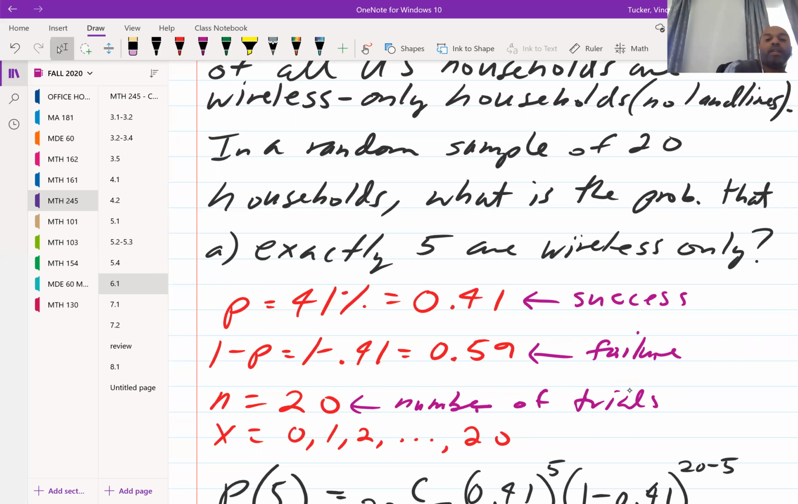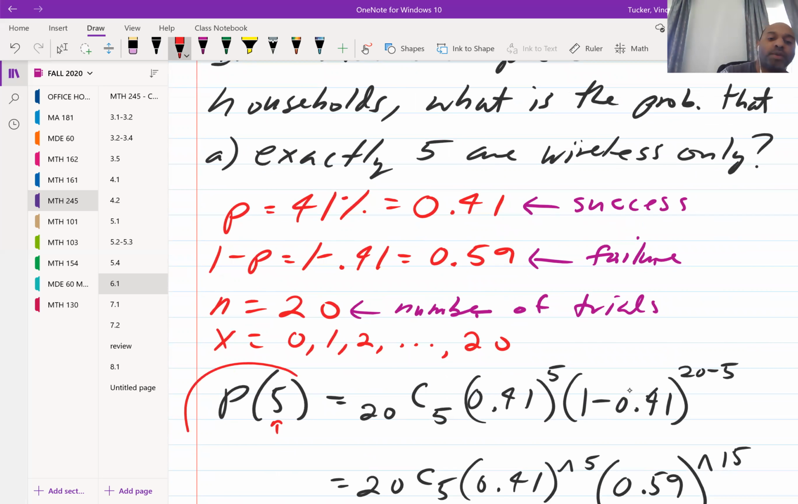All right, so A, as I said before, you want to know the probability that exactly 5 out of those 20 would be wireless homes. So you plug it into the formula. Here we have the probability of 5. N is 20. We said X is going to be 5 for us. 0.41 to the 5th power, because that's X. And then 20 minus 5 here, N minus X.